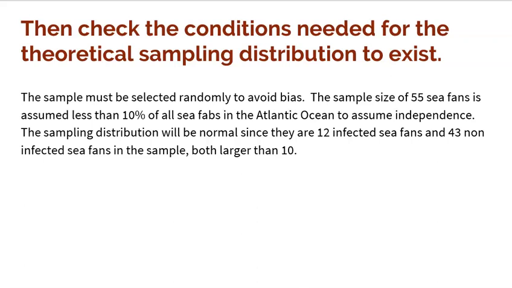So our sample was said to have 12 infected sea fans, and obviously with 55 total, that means that 43 were not infected. So both of those counts, the successes and the failures, were bigger than 10, so we could utilize the normal model. Some kids like to write this as a paragraph like I just did. Others prefer to use bullet points, one bullet point for each condition. Whatever, I don't care, but make sure that they are well written and that they are in context of the problem.